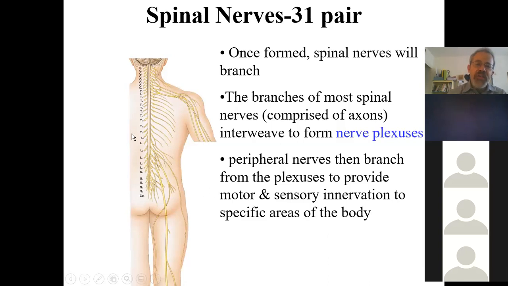So spinal nerves can either be sensory or motor, as you might expect. Sensory, of course, are going to come in through the dorsal root. Motor ones are going to leave through the ventral root.